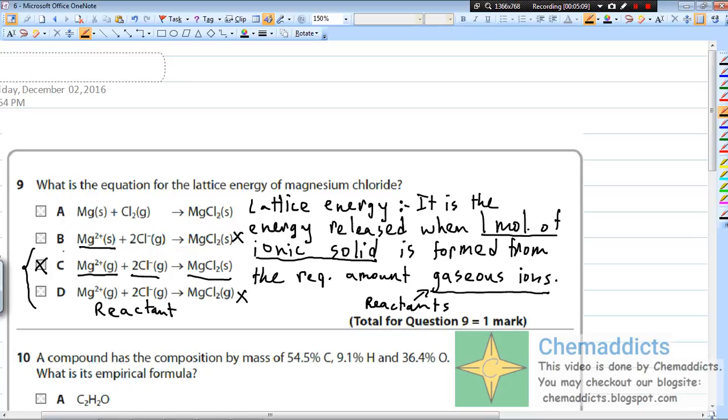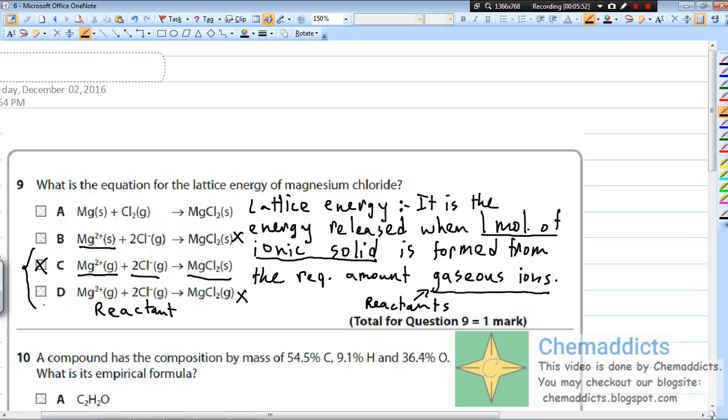We can see that most of the students can fall into this trap. Most students might ignore the state symbol of the magnesium ion, and as a result, might choose this wrong answer. In C we can see that this magnesium ion is gas and this chloride ion is also gas. These gaseous ions join together to form 1 mole of ionic solid, which is magnesium chloride. So that is why C is the valid answer.